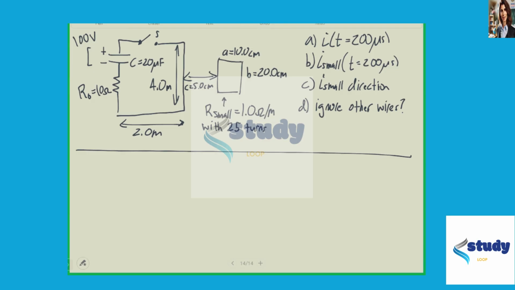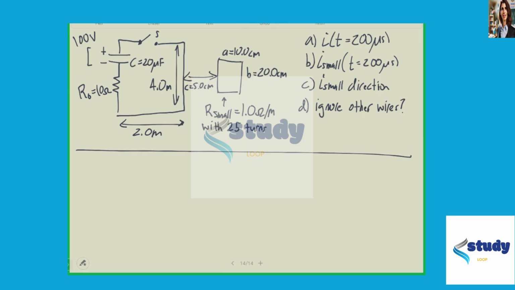So what we want to figure out is what's the current in the big circuit at 200 microseconds, what's the current in the small circuit at 200 microseconds, what's the direction of the current in the small circuit, and why can we ignore the other wires other than this close one right here.